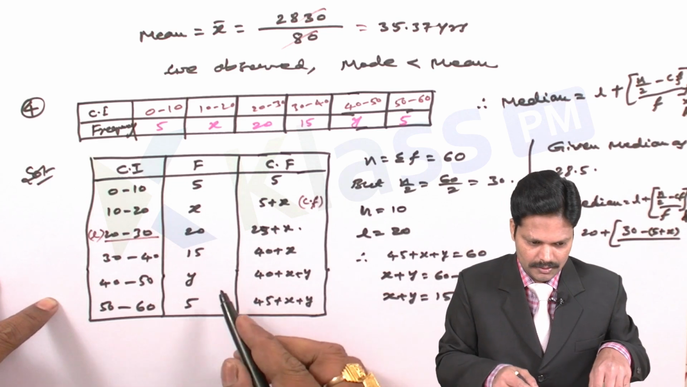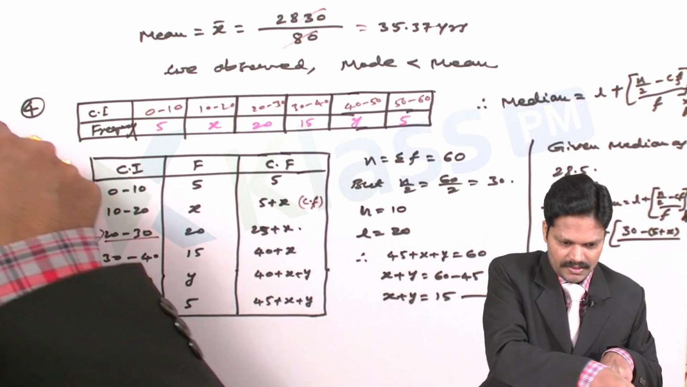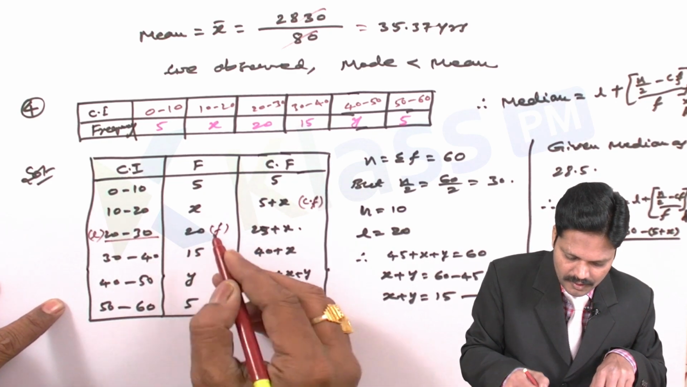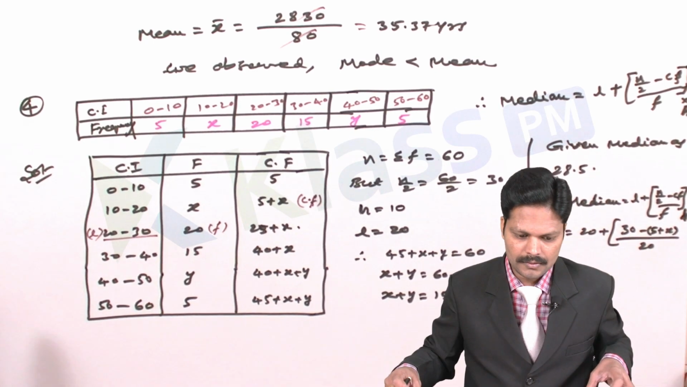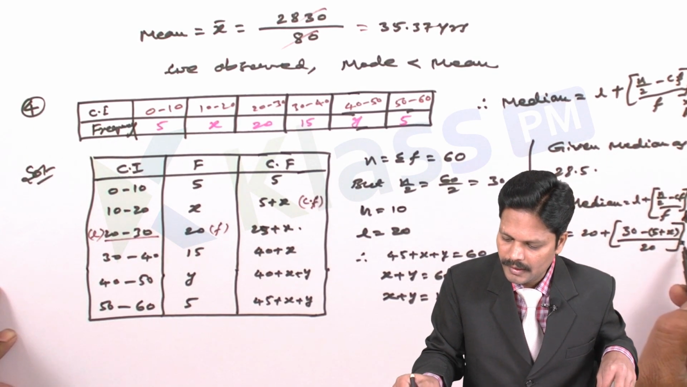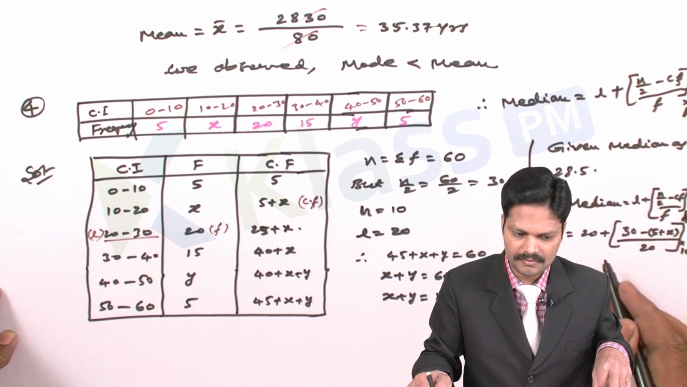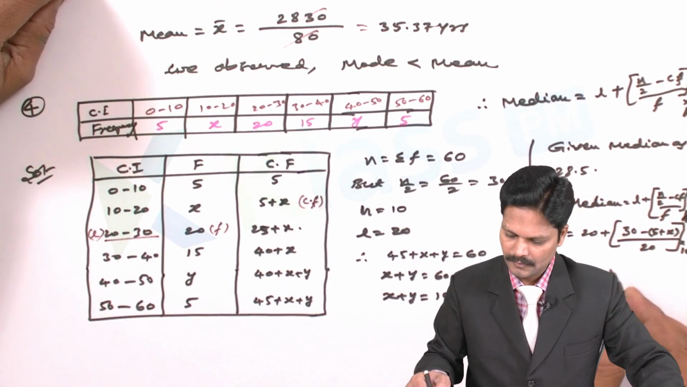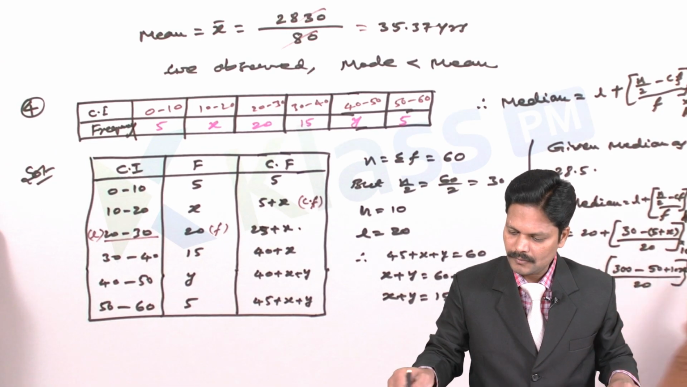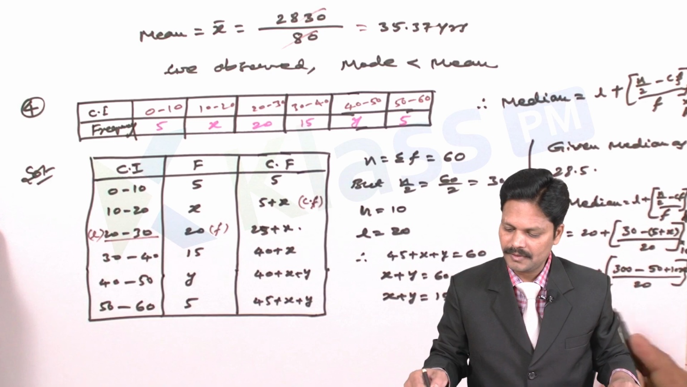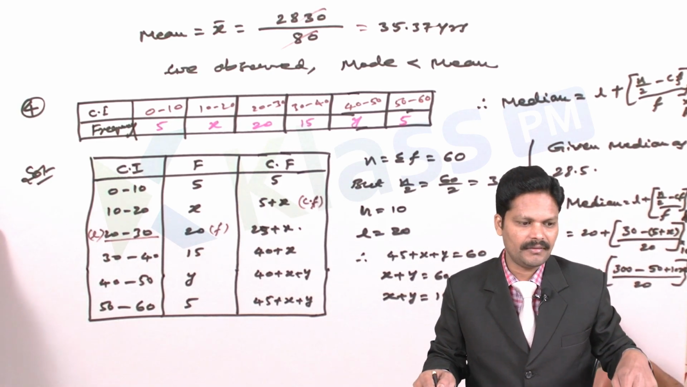The frequency we are taking as 20, and the height we are having here is 10. After calculation we will get the value here. Already the median is given as 28.5. So I'm multiplying the complete numerator with 10.